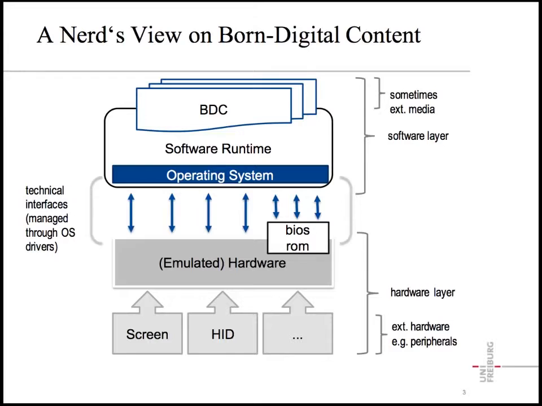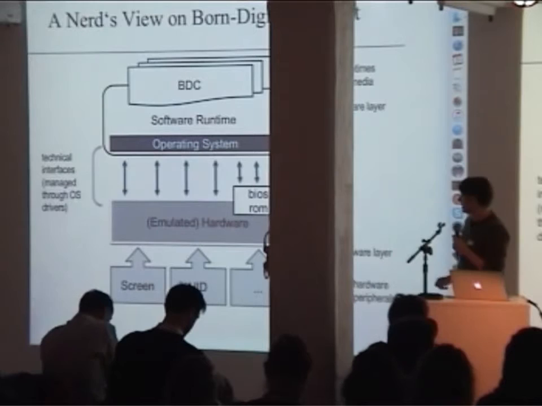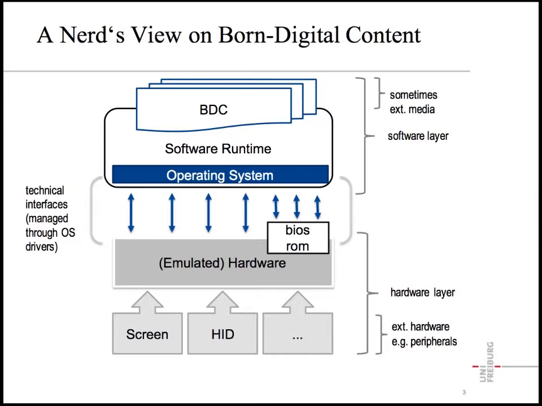Down there, you have hardware. And we actually do not distinguish between real hardware and emulated hardware. Well, because in theory, it's the same, actually. In computer science theory, you can prove that everything which can be programmed can be put into hardware, and the other way around. So there is no difference between that. And then down there, you have external things like screen or mouse, keyboard, cameras, or whatever you have. So that's the hardware layer.